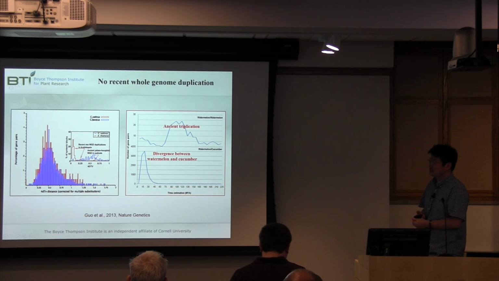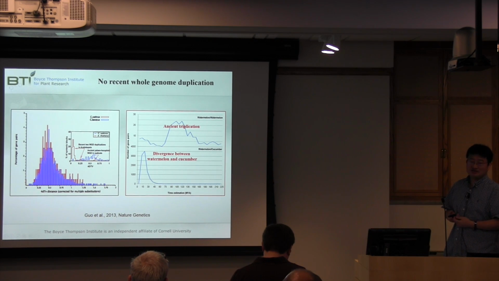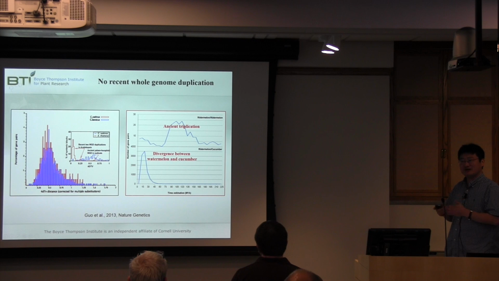And recently we sequenced the pumpkin genome. This is also in the cucurbit family. We found a whole genome duplication. And the gene number in pumpkin is like 32,000. It's much higher than cucumber.